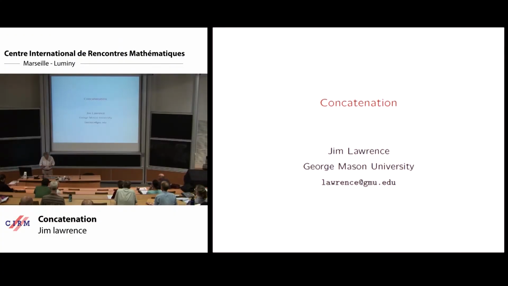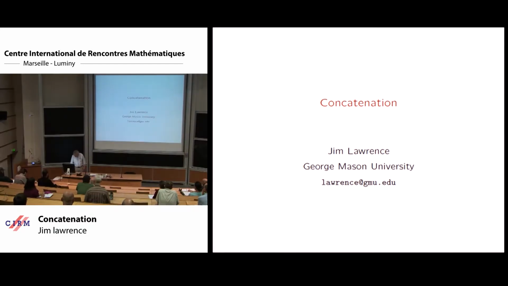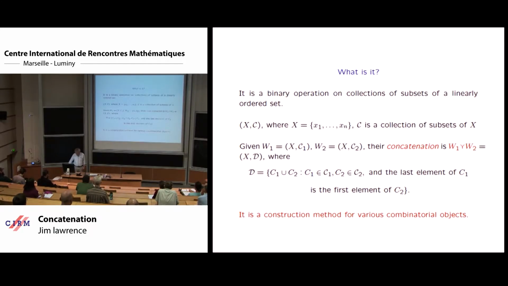So the title is actually supposed to be the concatenation operation for uniform oriented matroids and simplicial or simple polytopes, but I abbreviated it. And what is it? It's an operation for constructing examples of things, and it works for several different kinds of things.